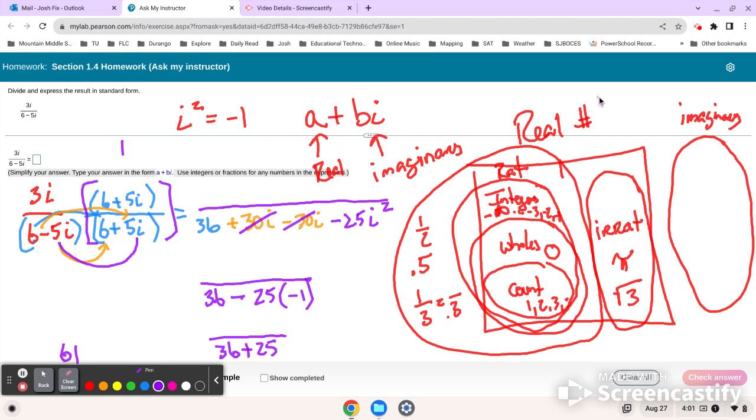So for example, if we had 4 over 4, that's equal to 1. 4 divided by 4 is 1. So this expression divided by that expression is equal to 1. So I really haven't changed the value of my expression here. I'm just changing the way it looks.